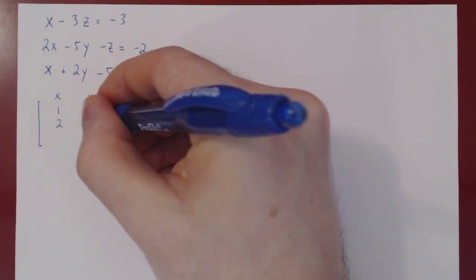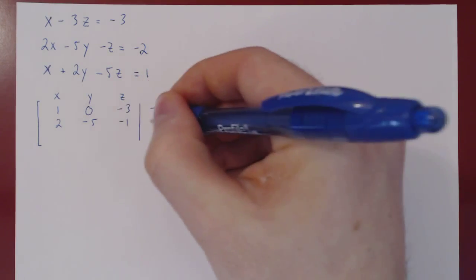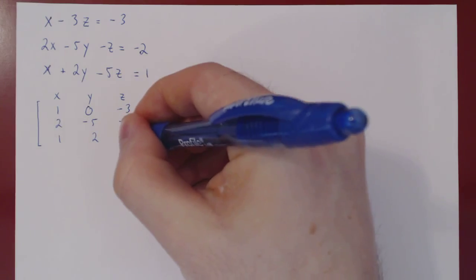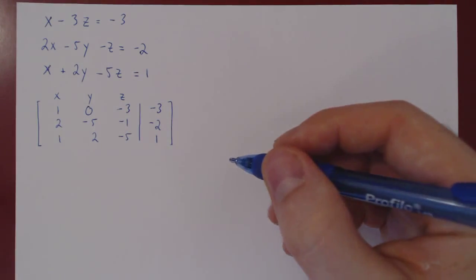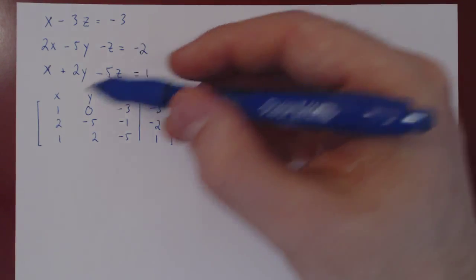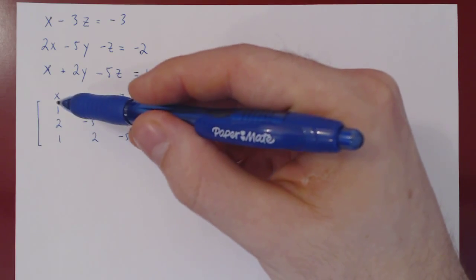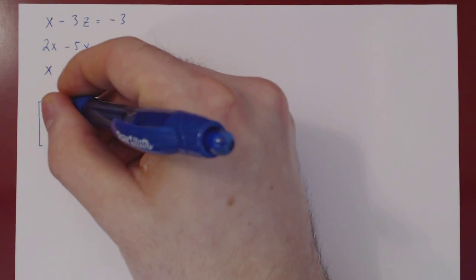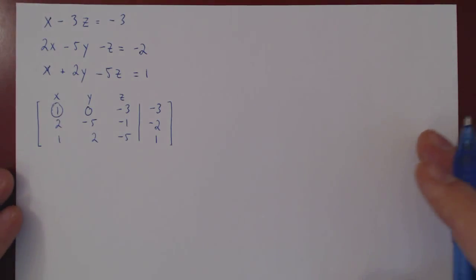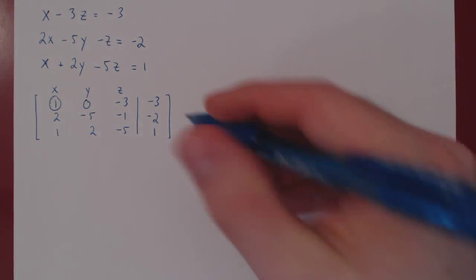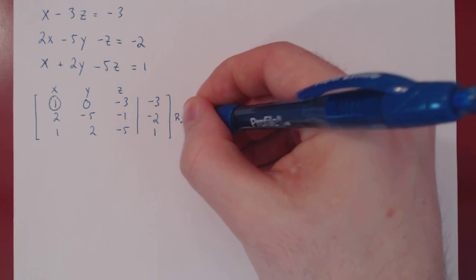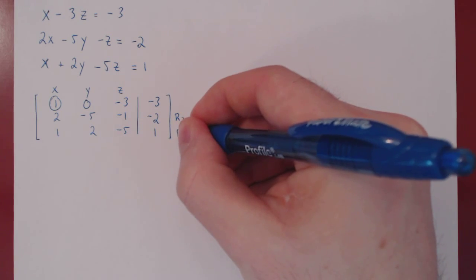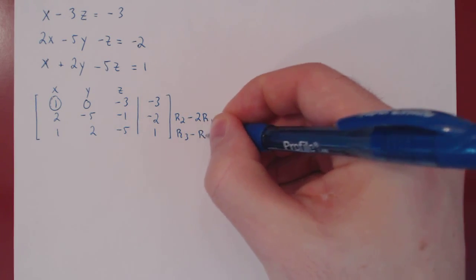Second row, 2, negative 5, negative 1, negative 2. And the third row, 1, 2, negative 5, 1. We start with the leftmost column and try to introduce a leading 1 in the top row. Well, it already is there. And then we kill the entries below it. So we will do row 2 minus 2 row 1. And we will do row 3 minus row 1.